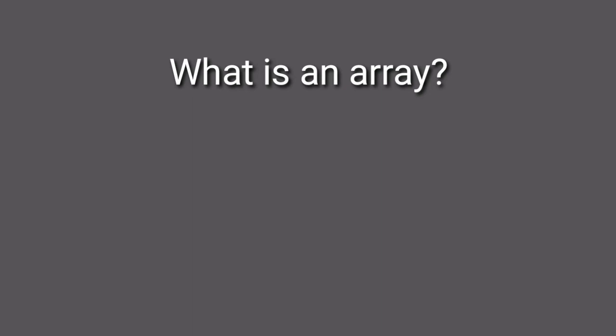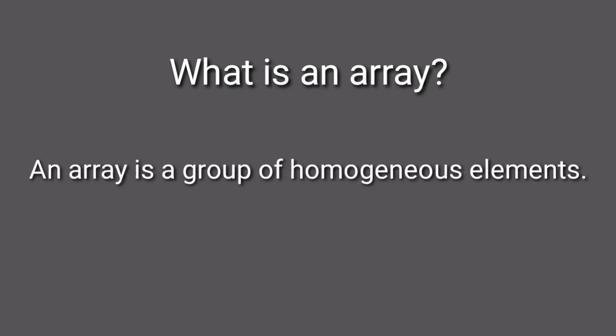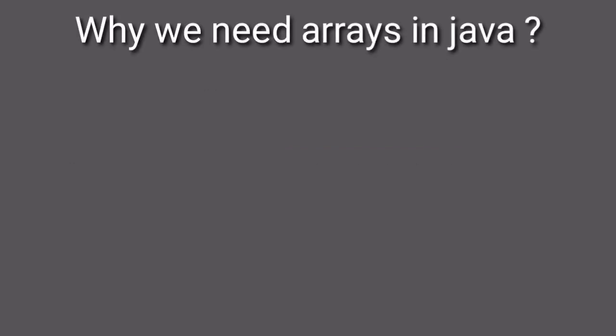So, firstly, let me tell you what is an array. An array is a group of homogeneous elements. In Java, you can create a group of elements which are of homogeneous type. Homogeneous means elements of the same data type. So a group of same type of elements is called an array.